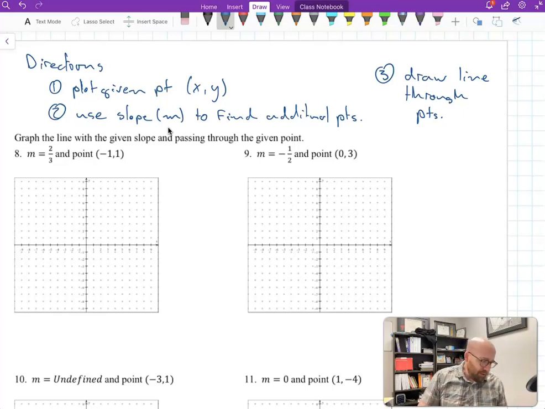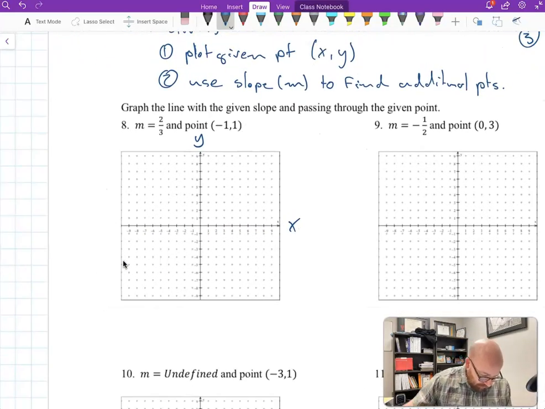So problem number 8, we have m is 2/3 and our point is (-1, 1). Again, when you're finding a point, it's always in terms of x, then y. This is your x-axis, this is your y-axis. So (-1, 1), we're going to be at -1, up 1. This is our starting point. Now, from this starting point, we're going to get additional points.